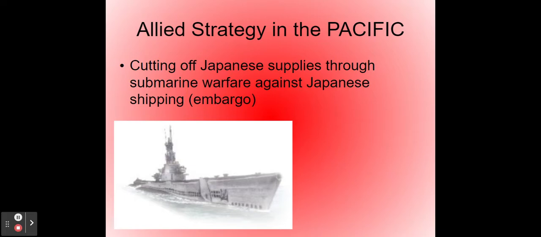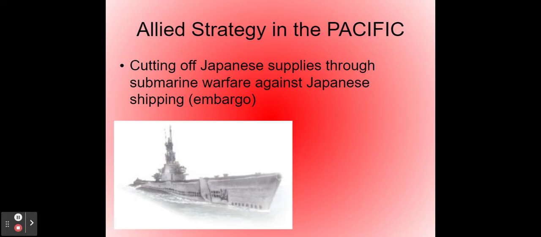Okay, so between the embargo, which is going to stop supplies and trade coming into Japan, and the fact that we are moving closer and closer through this island hopping strategy, the idea is we will eventually be able to attack Japan and get them out, and hopefully this embargo will make them weak enough to where it won't cost that many lives. But more on that later.